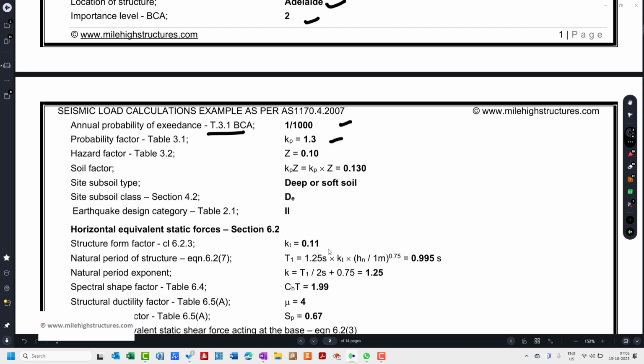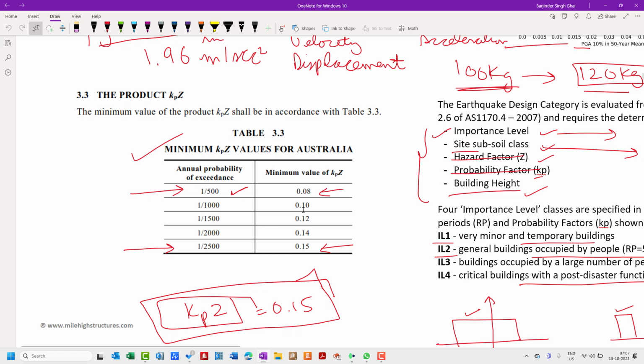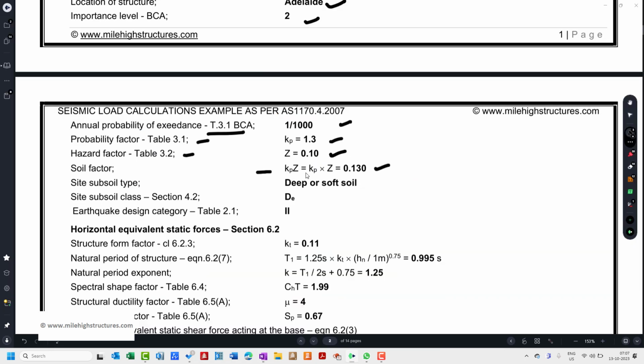After that, the hazard factor. The hazard factor Z can be simply taken from table 3.2 or from the seismic map of Australia, and Z can be taken as 0.1. So the value of Kp into Z, that is 1.3 into 0.1, is equal to 0.13. As per the code, the minimum value of Kp Z needs to be taken as 0.1, but in our case it is 0.13, so it is higher.